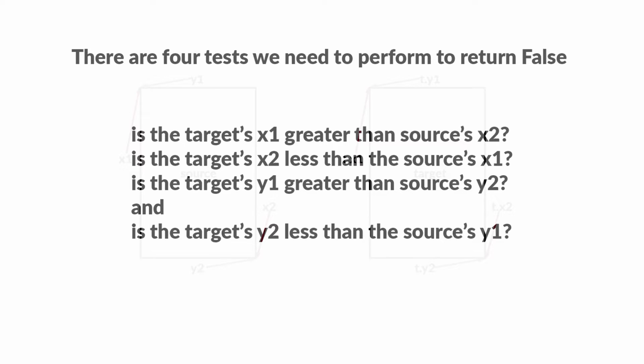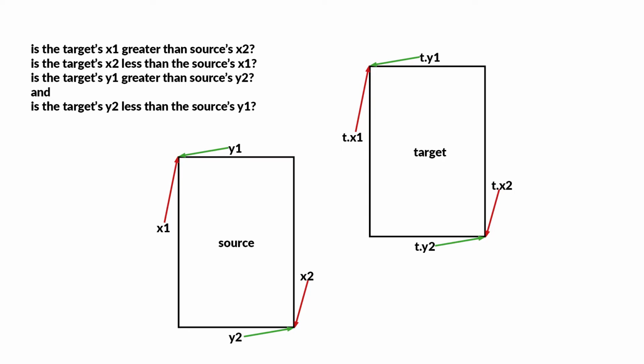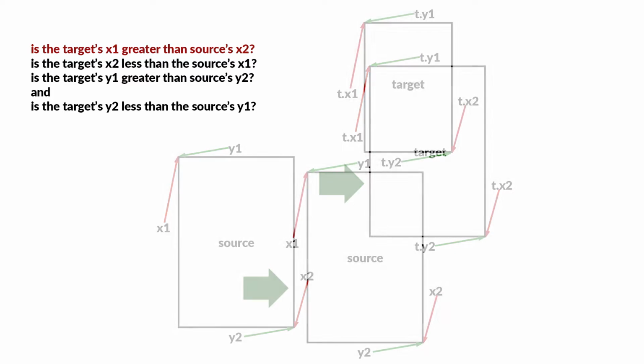So to make it easier to understand, we'll have a look at a working example. So here we have two rectangles on the display surface. Let's determine logically if they have collided using the four questions. Is the target's x1 greater than the source's x2? True, which means that no collision has taken place. And we can see for ourselves that the rectangles aren't overlapping. Let's have a look at another one.